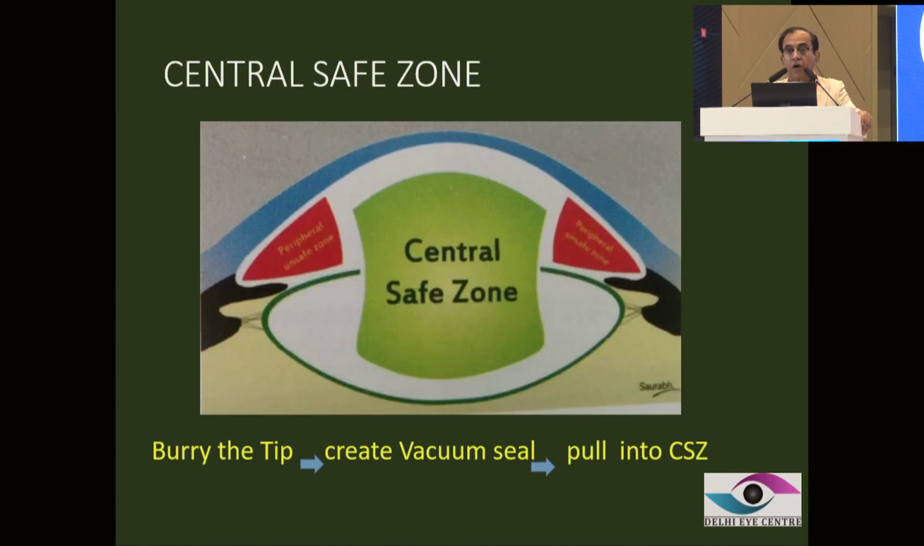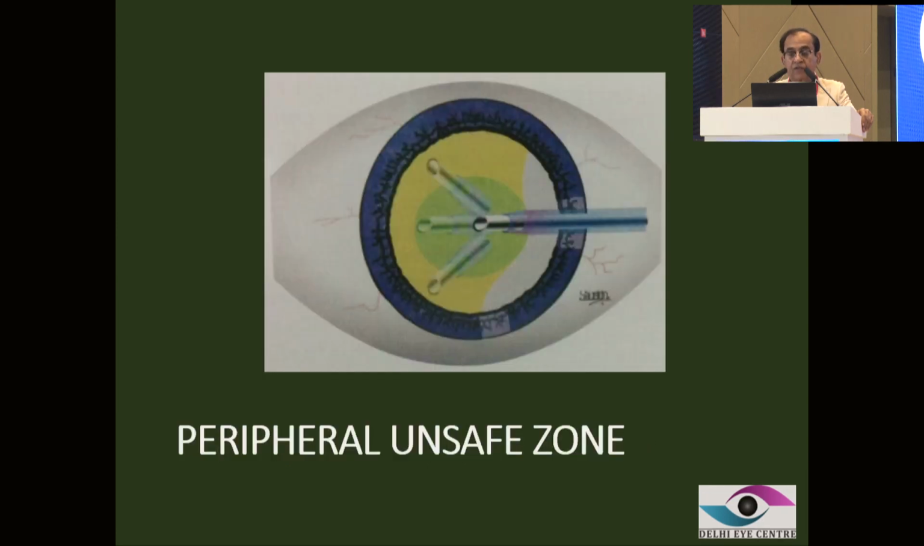All phacoemulsification has to be performed in the central safe zone, where there is maximum volume available, where the cornea is convex upward and the capsule is concave backwards. If you try to do anything in the peripheral part, and to the capsule fornices, you may hold the iris or you may hold the capsule. So all the procedures have to be performed in the central safe zone. If you take your probe to the peripheral unsafe zone, you may catch something unwarranted.